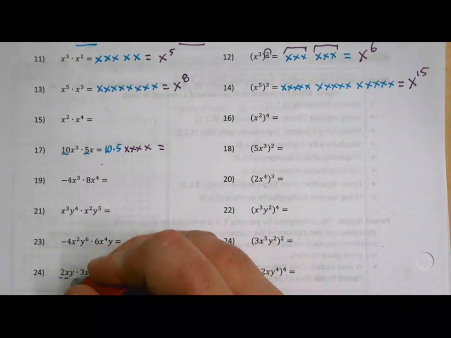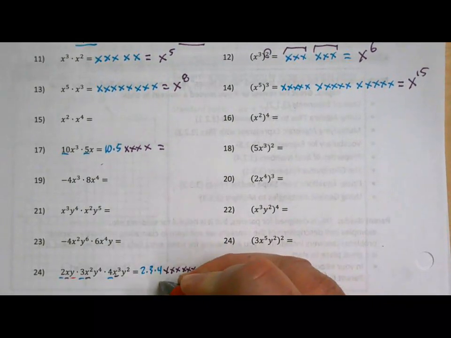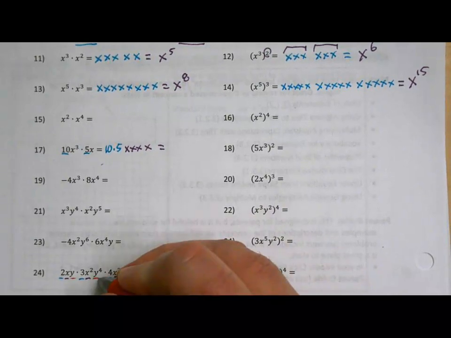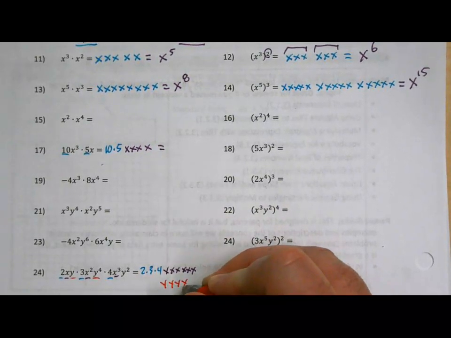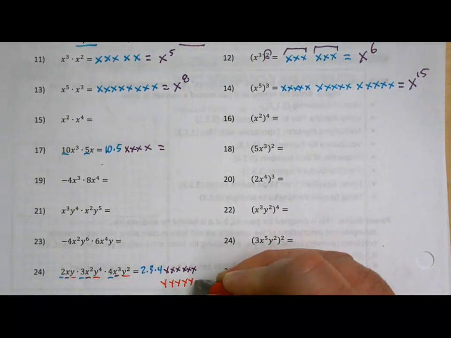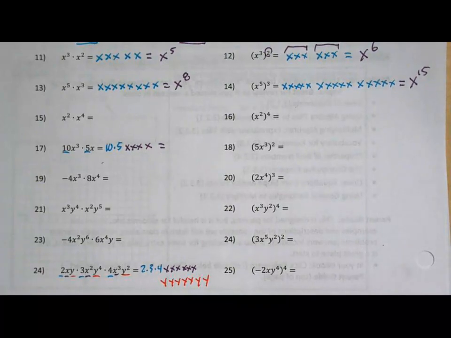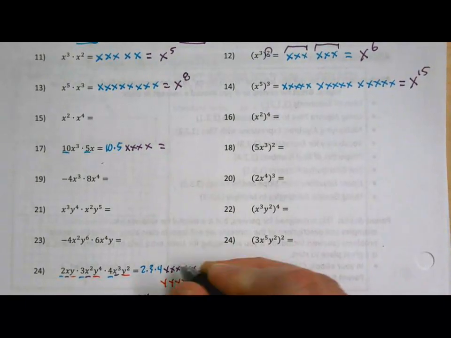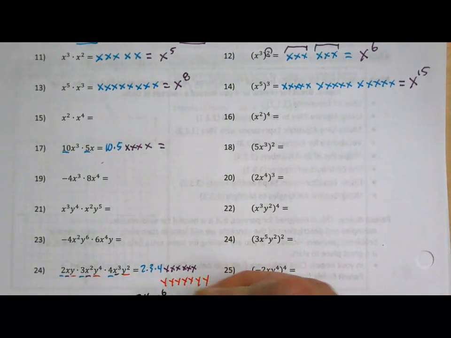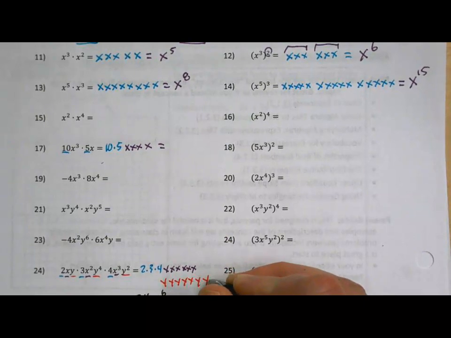There's 1 here. I'm just going to put it down underneath because I'm running out of room. And then another 4 here. 2, 3, 4. And another 2 at the end. And now I've got everything I need to write my final answer. 2 times 3 is 6, times 4 is 24. There are 6 x's there. There are 1, 2, 3, 4, 5, 6, 7 y's.